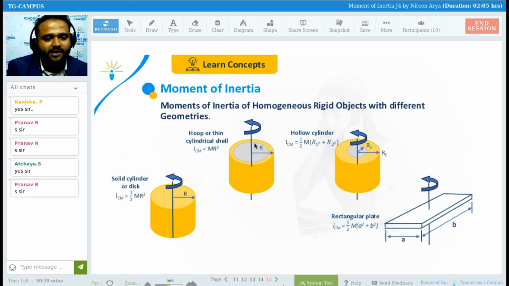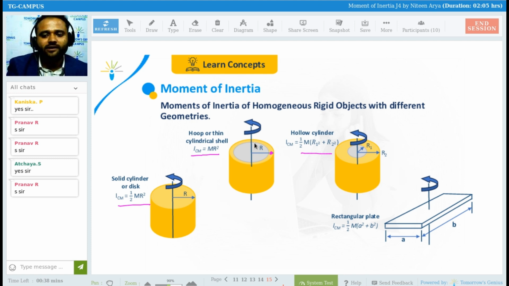So the next thing is moment of inertia. I'm not going to derive it, don't worry about it. Moment of inertia for homogeneous rigid objects with different geometries: for a hoop or thin cylindrical shell, a particle is going to rotate on a circle of radius r, so I center of mass is m r square if the axis passes through the center. For a hollow cylinder, it is going to be 1 by 2 m (r1 square plus r2 square), an easy one. And for a solid cylinder or disk, it is going to be 1 by 2 m r square. You can check it out.